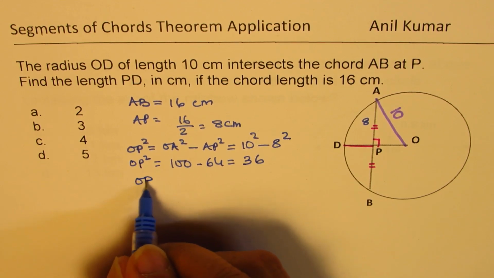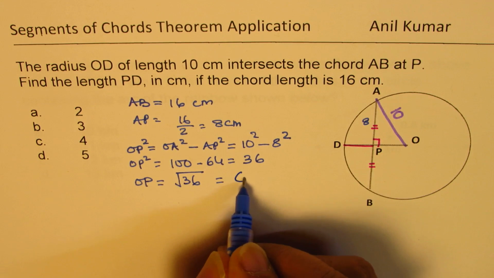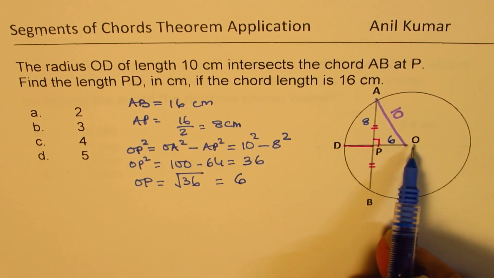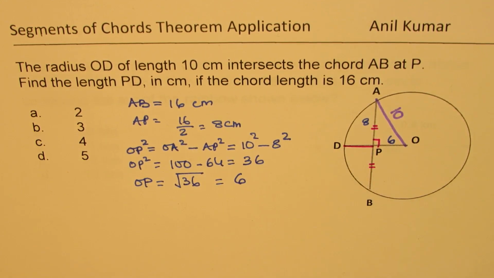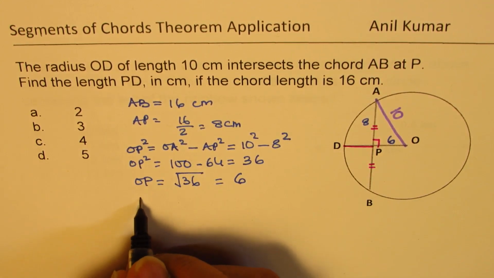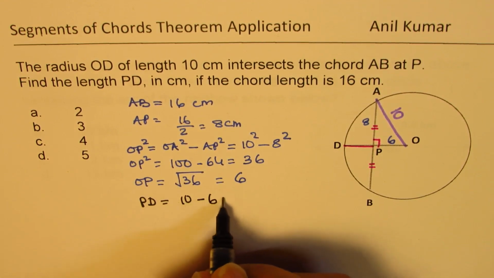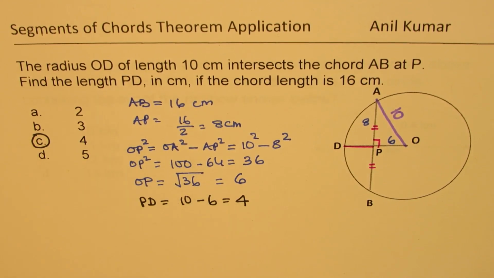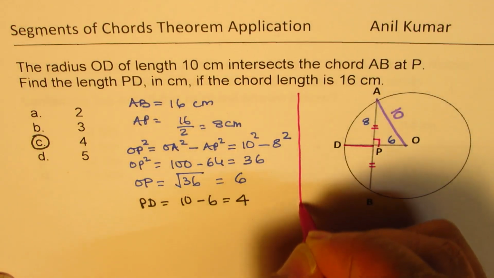So we know that OP is square root of 36, which we have to take positive value, 6. So this is 6 units. Since OP is 6, DP, or PD, which we need to find, should be how much? So P to D should be equal to 10 minus 6, which is 4. So the answer is C. Well, this is one of the methods, right? So I'll say this is our method 1.